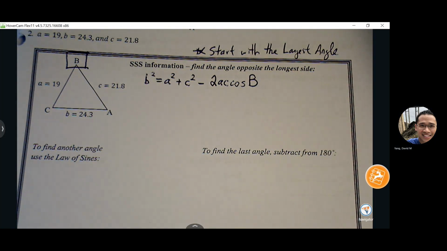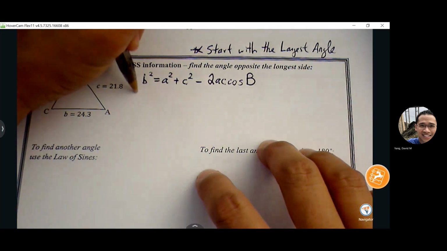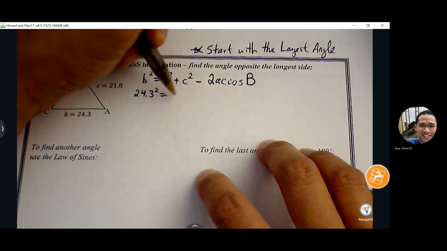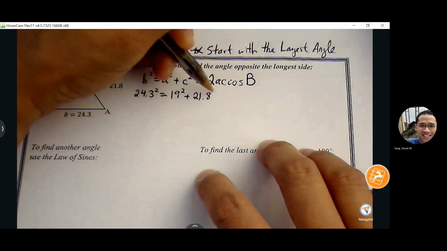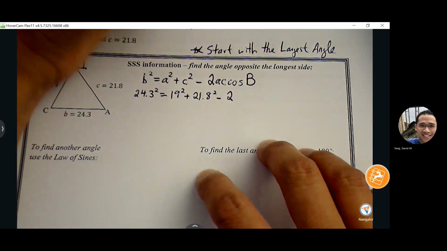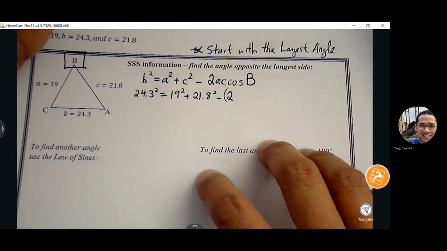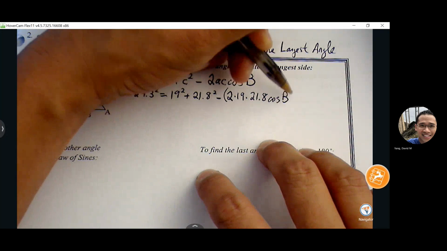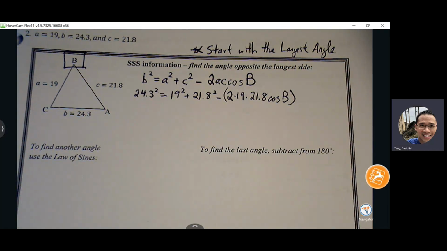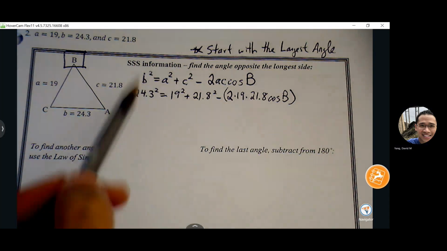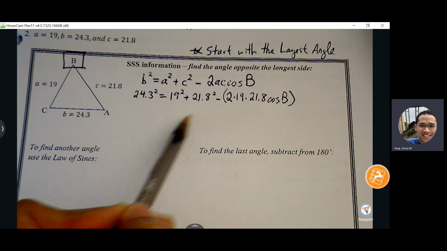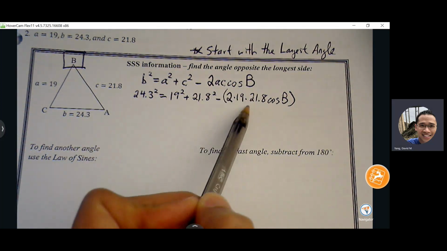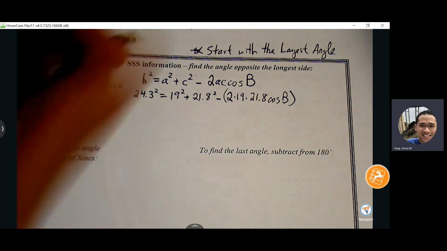Fill in everything that we know. It's a little messier because now we have to move things away from that cosine B until eventually we can do inverse cosine and solve for angle B. We're going to have to clean this up, subtract the 19 squared over, subtract the 21 squared over, and then divide this whole decimal value over as well. Okay, so one piece at a time.